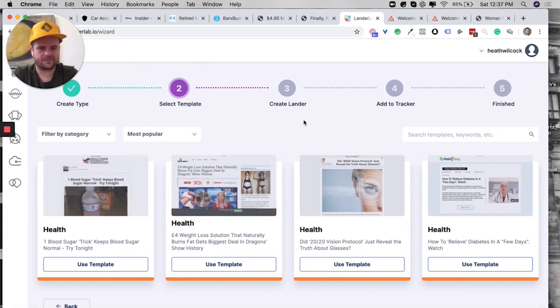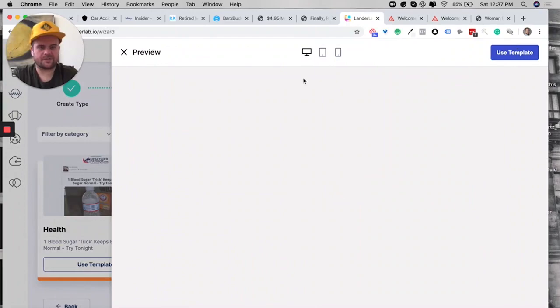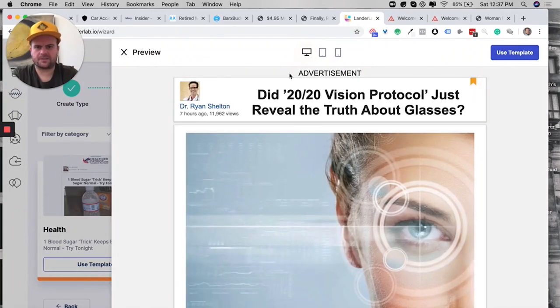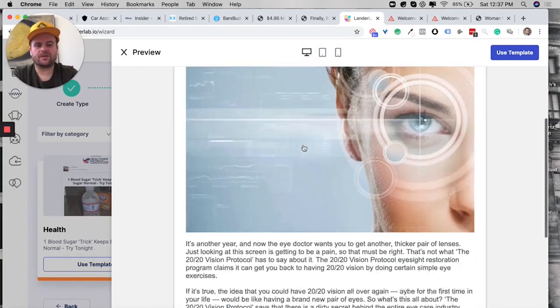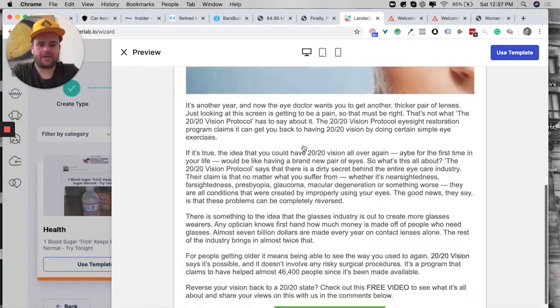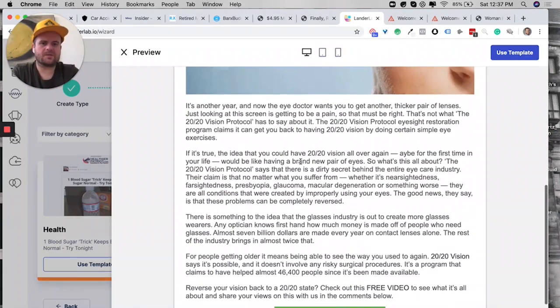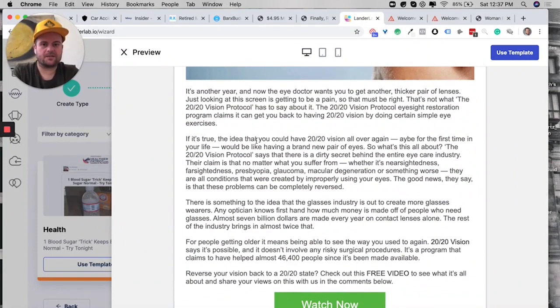And of course, this one is big. This one I know is the doctor. I think it's Dr. Shelton. Yeah, this one. Okay. So this one is what I mentioned earlier, a jump page. See how short it is? This one is very, very heavy on curiosity.